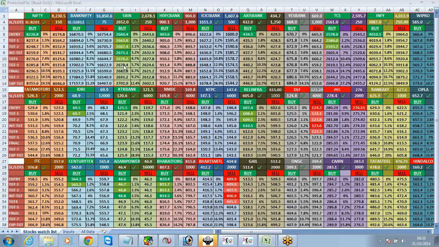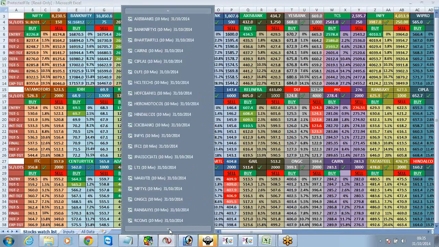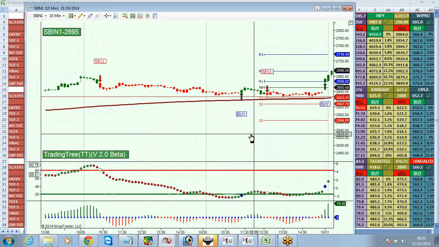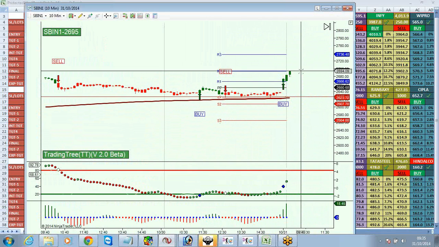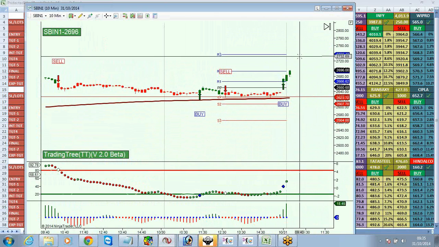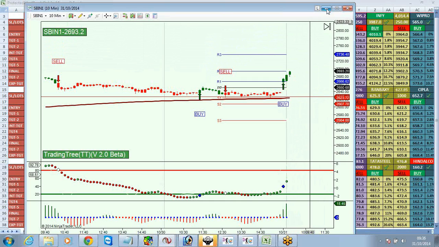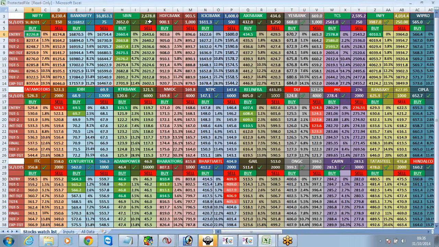So SBI, let me just show you the chart. So we'll be knowing the final targets for SBI. It's a very strong call. So R2 is done. Once R2 is done, the next level can be the R3 level. That is around 2736. So HDFC Bank, we have a buy call now.